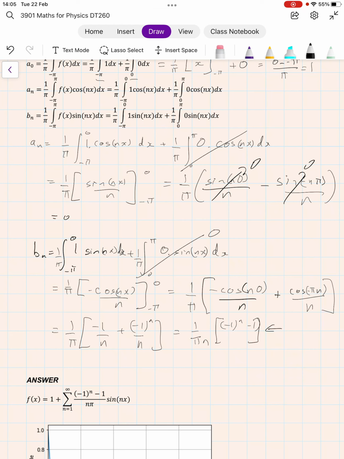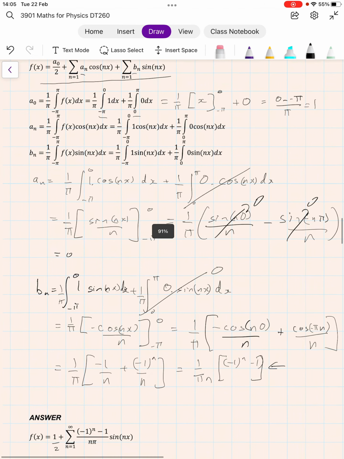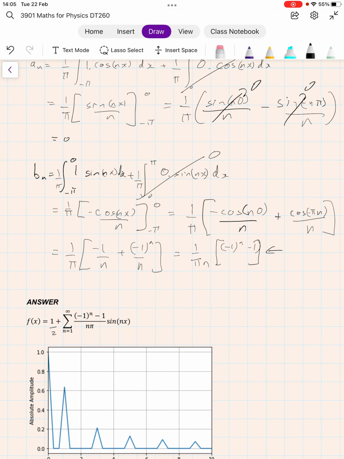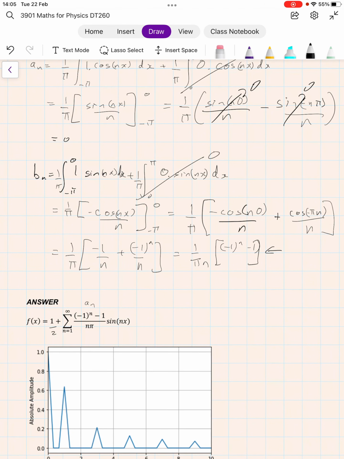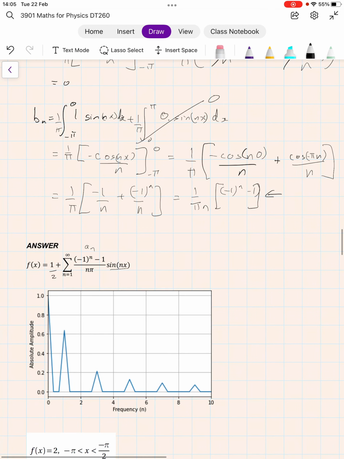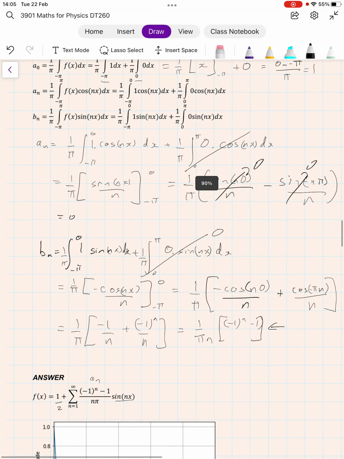And so that is our power for different frequencies. So when n is equal to 1, we have 2 divided by pi, and so forth and so forth. And so our answer here is a half plus, that's our a_n and our sine wave. And so here we see the different frequencies as we go through them.